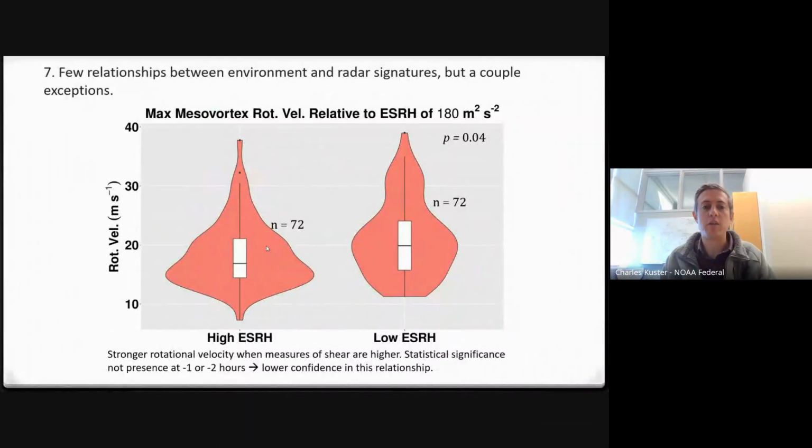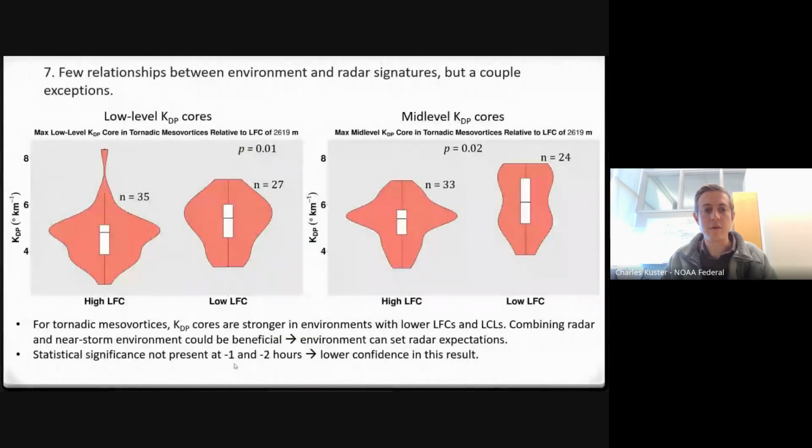Another one was we saw stronger rotational velocity for measures of low level, or I'm sorry, of shear. But these statistically significant differences were not present at the -1 and -2 hours. So we have lower confidence in this particular relationship. The same can be said for this.